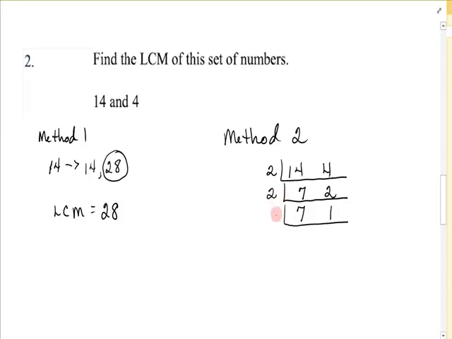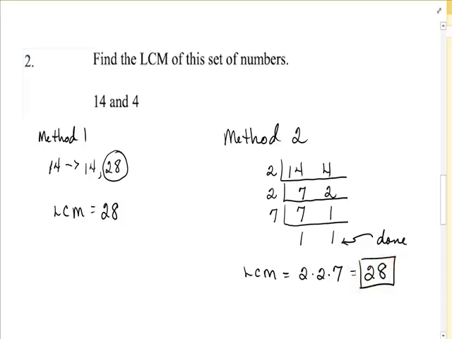3 isn't going to work, 5 isn't going to work, but 7 is a prime. 7 goes into 7 one time, bring down the 1. All 1s mean you're done, and the least common multiple is 2 times 2 times 7. 2 times 2 is 4, and 4 times 7 is 28.